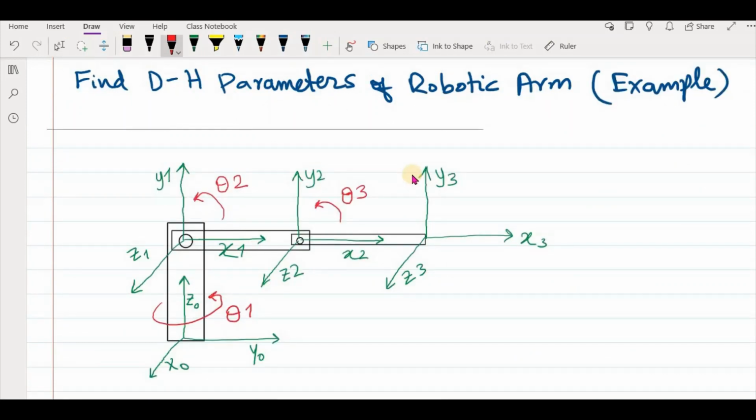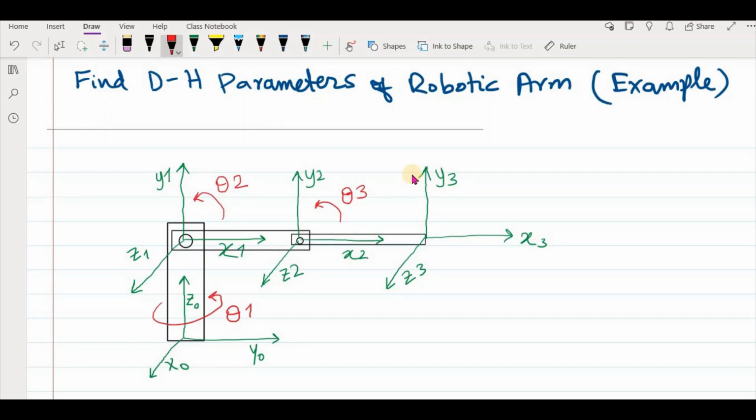So let's take another example where we have to find the DH parameters of a robotic arm. So here we have a robotic arm, and as you can see, it has link 1, link 2, link 3. It has 3 links, and also it has 3 joints. So here you have joint 1, and the robot can rotate along z-axis. So this theta 1 angle shows that the robot rotates about the z-axis here. So this whole link can rotate.